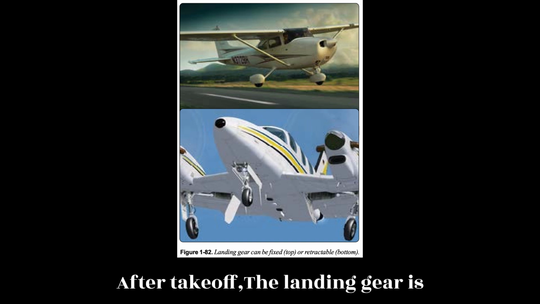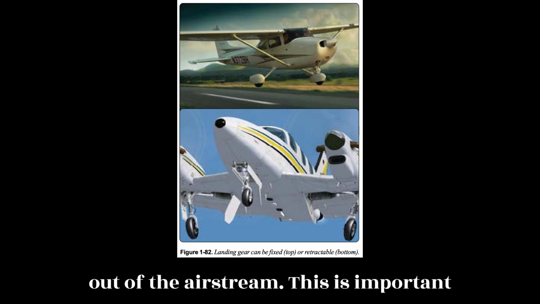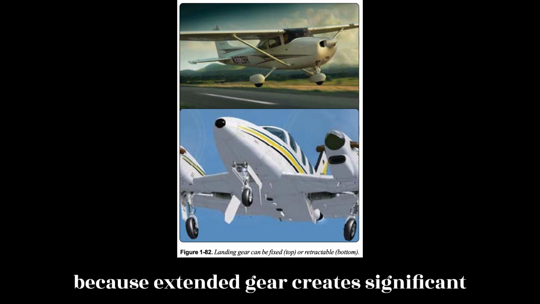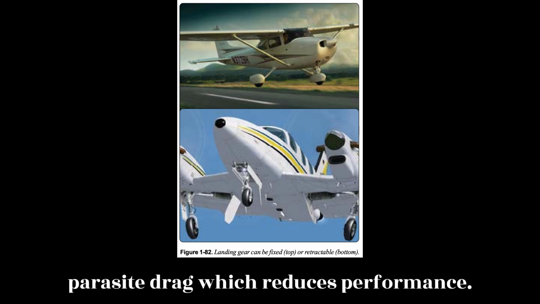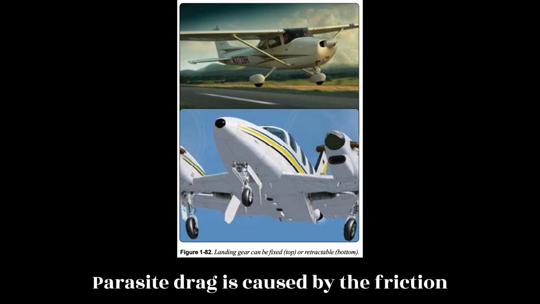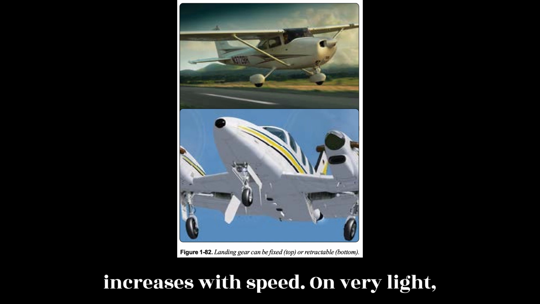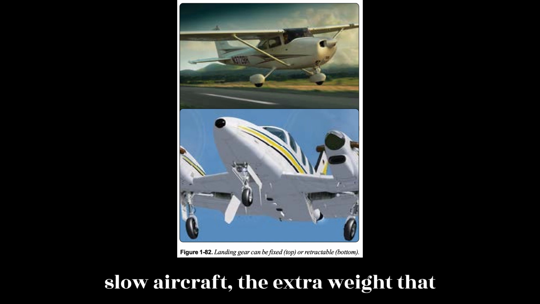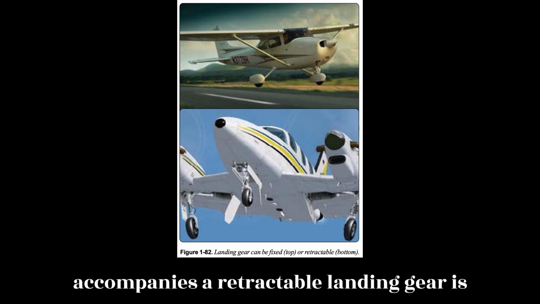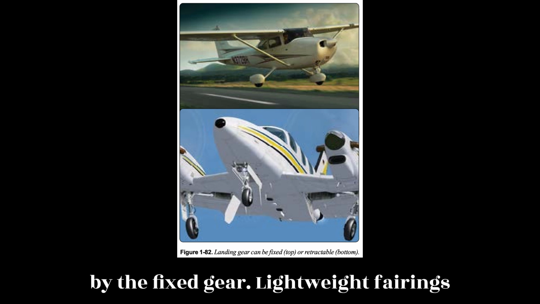After takeoff, the landing gear is retracted into the fuselage or wings and out of the airstream. This is important because extended gear creates significant parasite drag, which reduces performance. Parasite drag is caused by the friction of the air flowing over the gear. It increases with speed. On very light, slow aircraft, the extra weight that accompanies a retractable landing gear is more of a detriment than the drag caused by the fixed gear.